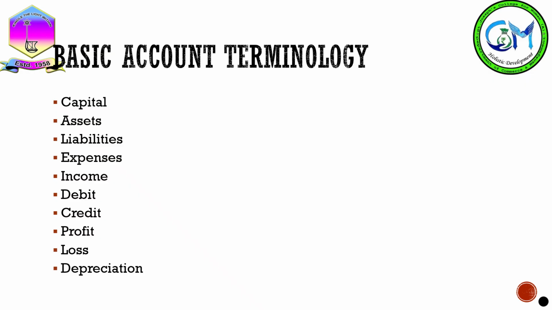The next term is expenses. The costs incurred in the process of earning revenue are called expenses. For example, rent, salaries, transportation, insurance payment, etc. The next term is income. The income earned from the sale of goods or services before any expenses are deducted. For example, sales or any interest received, rent received, dividend received.